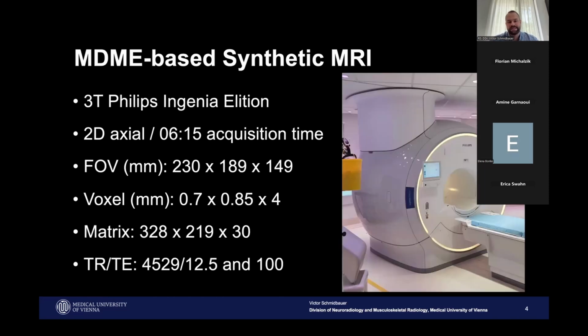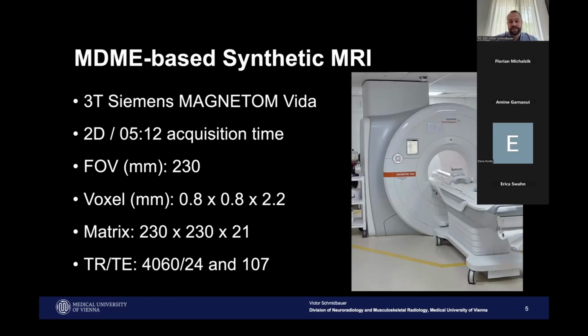Now let's have a look at the 3 Tesla machine. This is the 3 Tesla Philips Ingenia Elition scanner, where we run the multidynamic multi-echo sequence in around 6 minutes and 15 seconds acquisition time. We use this sequence on this scanner, for instance, in our standard protocol in multiple sclerosis patients. We also use a 3 Tesla Siemens Magnetom Vida scanner, where we use the multidynamic multi-echo sequence. As you can see, we acquire a bit thinner slices on this scanner, because we also use this scanner for pre-surgical planning in pituitary adenomas. We'll also have a look at some cases in this regard.